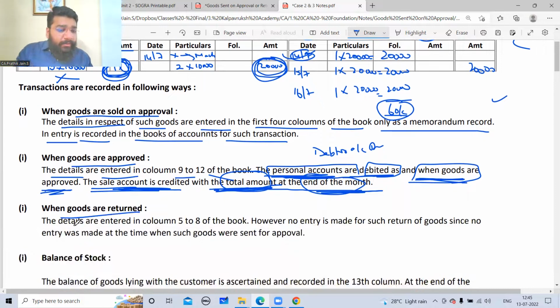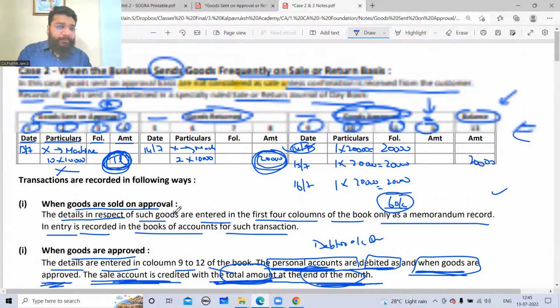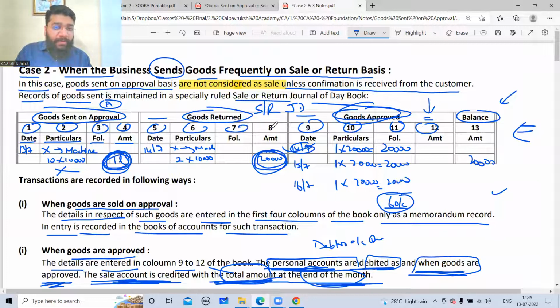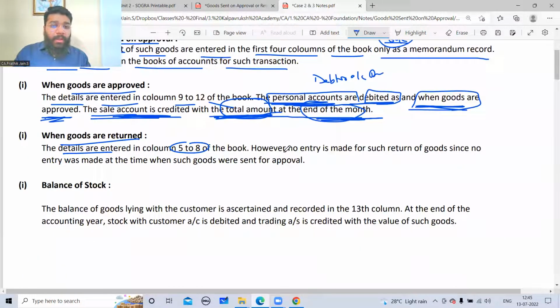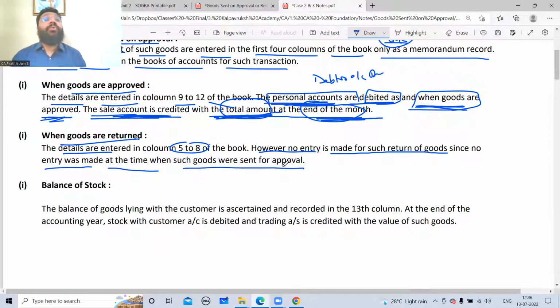When the goods are returned, the details are entered in columns 5 to 8. 5, 6, 7, 8. However, no entry is made for such return of the goods. Why? Because initially you never pass the sale entry. When sale entry is not passed, where will you return and what will you return? So upon return, no entry is being made. No entry is made for such return of goods since no entry was made at the time when such goods were sent for approval.